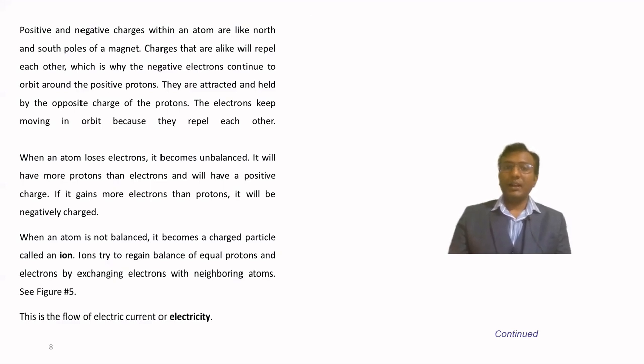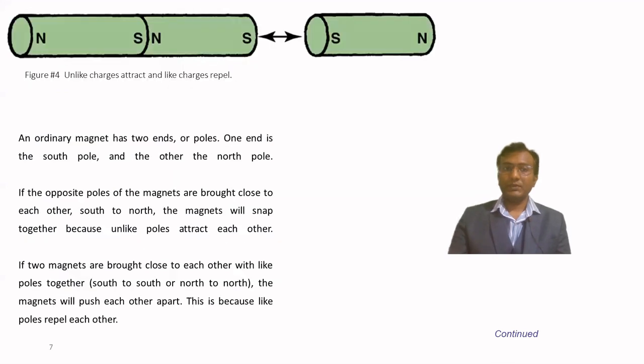Now, unbalanced atoms, and we can say they are ions.